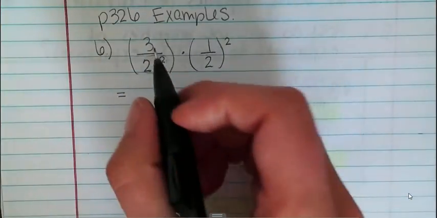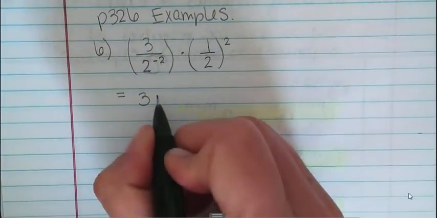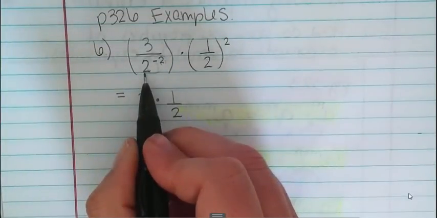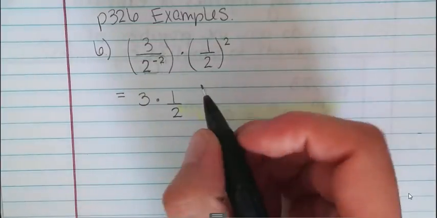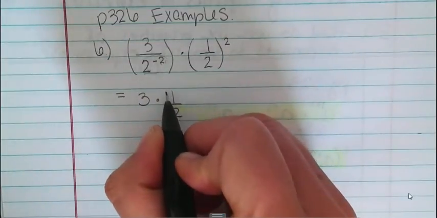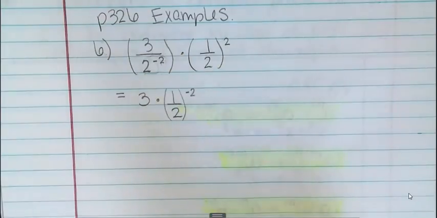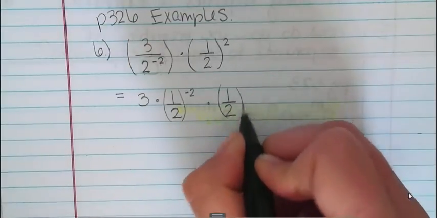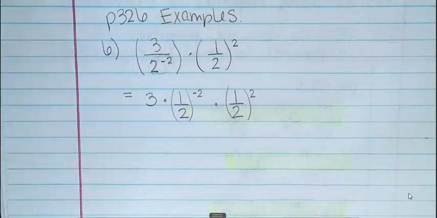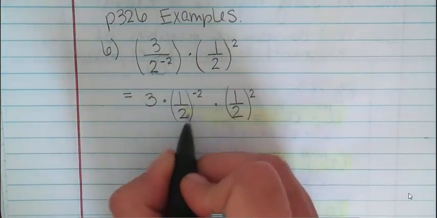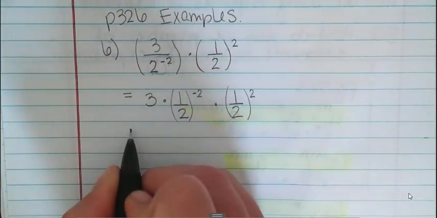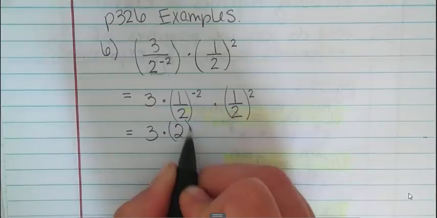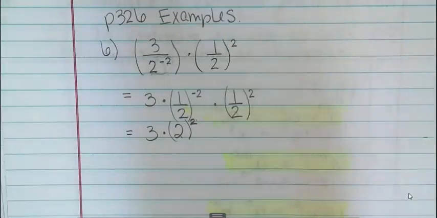So let me rewrite that for you. So this could really be considered 3 times 1 half, right? That 2 is really just a 1 over 2. So that 1 half is what's being raised to the negative 2 power. And then you still have 1 half squared. And from here, you can go a couple of different ways. I'm going to go ahead and use the fact that this is a negative and take the reciprocal of this. So we're really going to have 3. The reciprocal of 1 half is 2, positive 2, because I took the reciprocal.